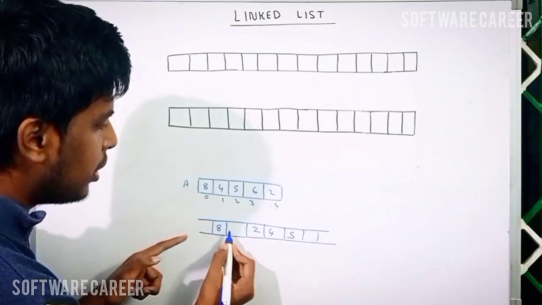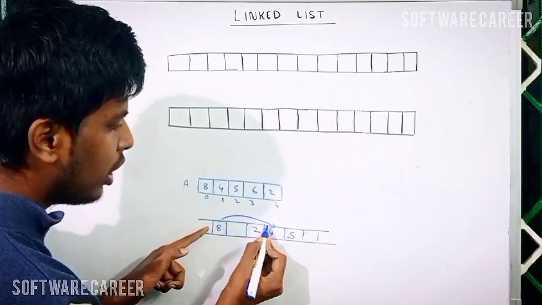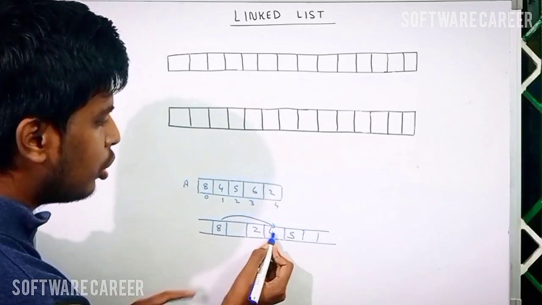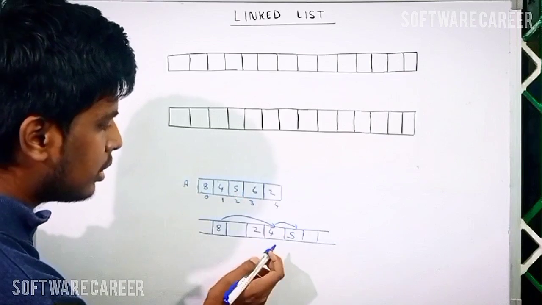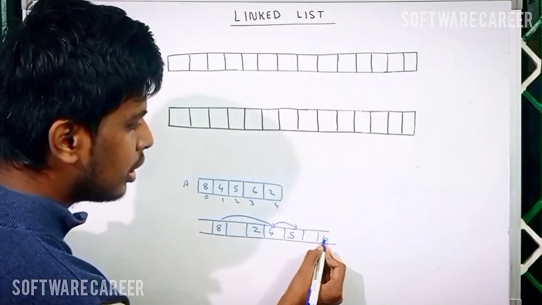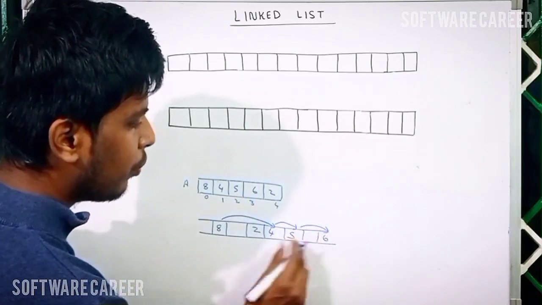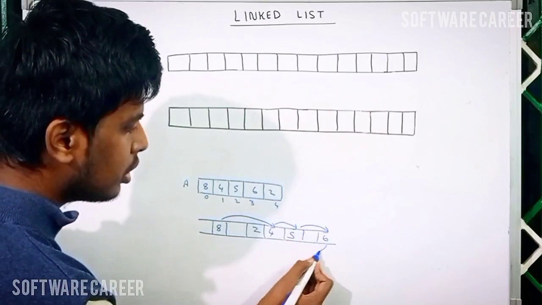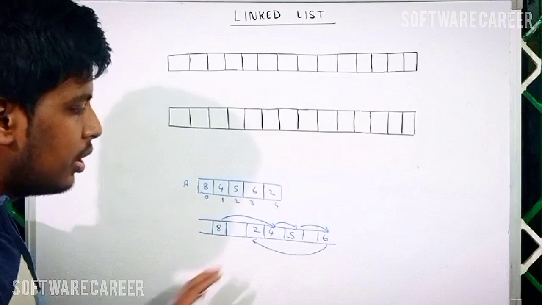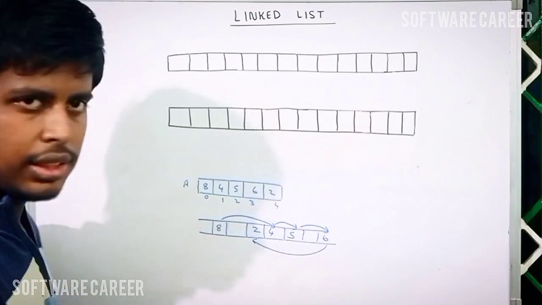See, first this 8 will point towards 4 like this. Then the next element after 4 will point towards 5. Then after 5, 6 is there. Suppose I am storing 6 here, then 5 is pointing towards 6, the next element. Then after 6, 2 is there, so 6 will point to it like this. This is the difference between an array and a linked list.